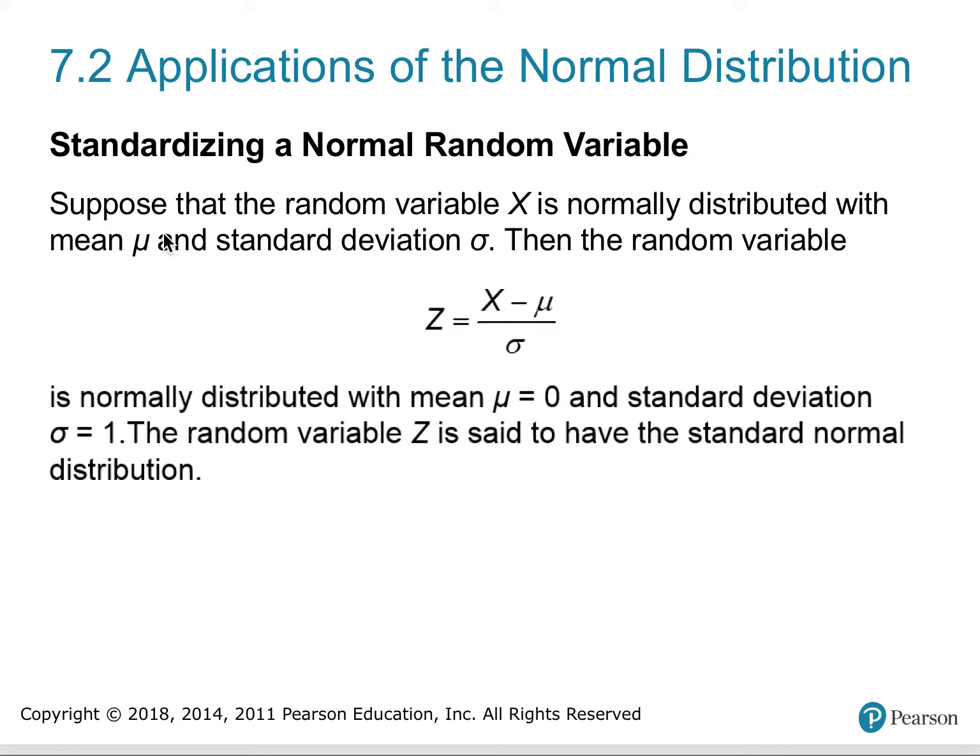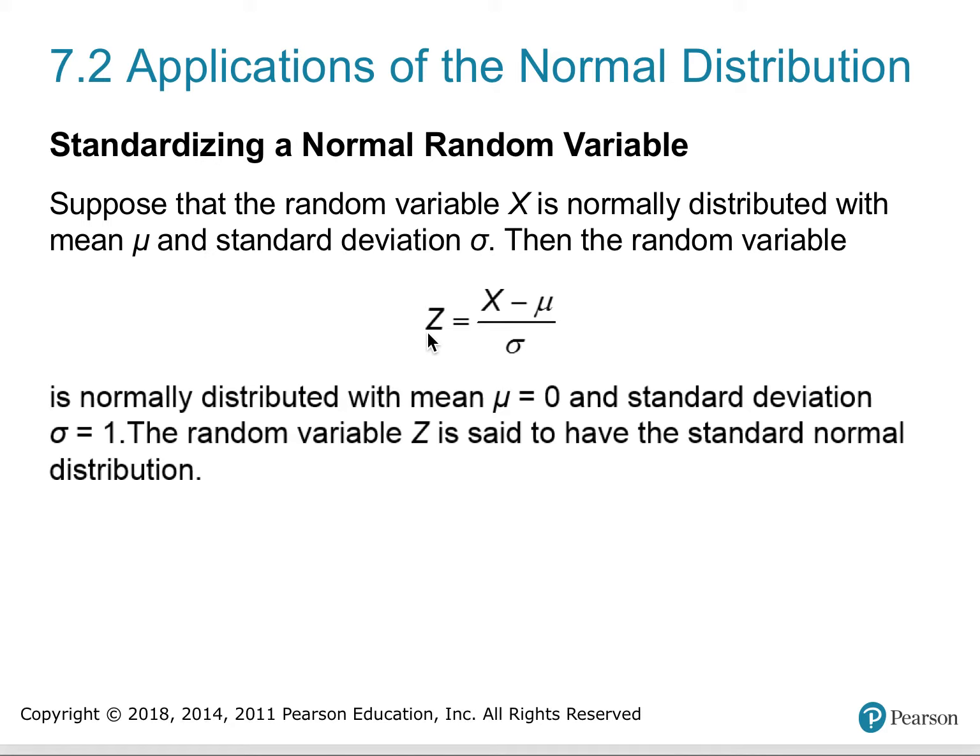Suppose that the random variable is normally distributed. I have to know that. I have to know it's normally distributed or none of this applies. With a mean mu and a standard deviation sigma, we have a formula that we can plug into that gives us our z-score.